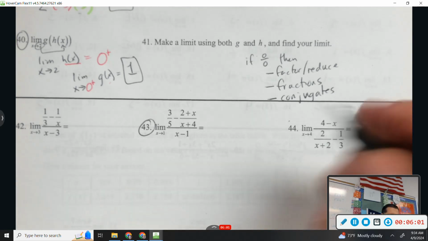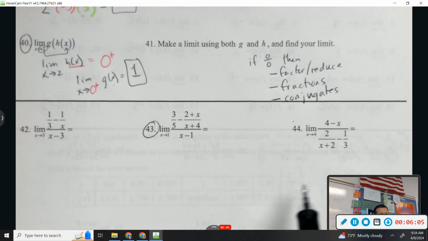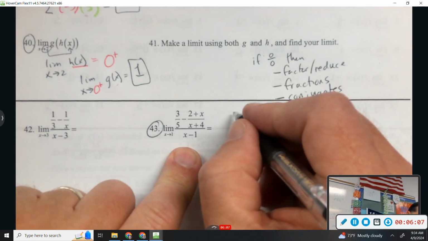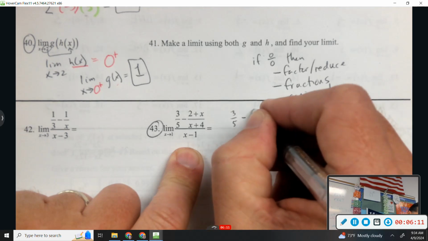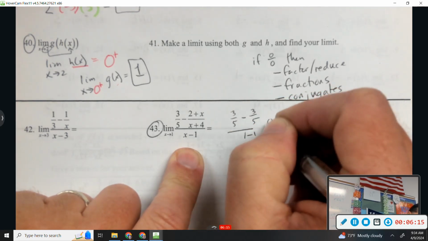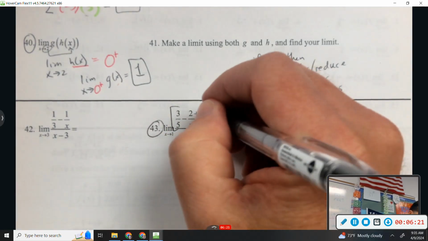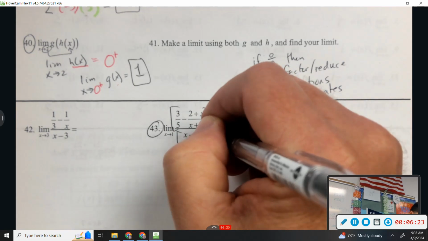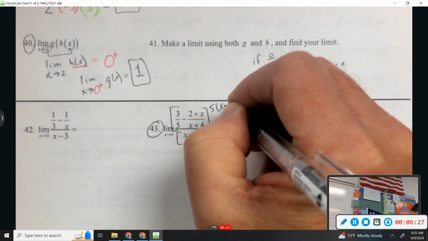And the nice thing is, it's pretty easy to tell right away which of the options you should be taking. Let's first make sure we get 0 over 0. So 3/5 minus 3/5 over 1 minus 1. Yep, that's 0 over 0. So let's get out our, I've heard a math teacher call it their fraction blaster, to blast away all those denominators.